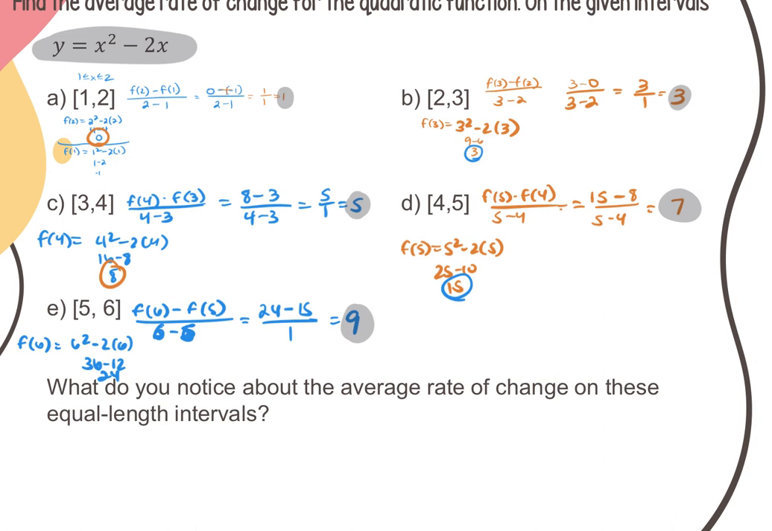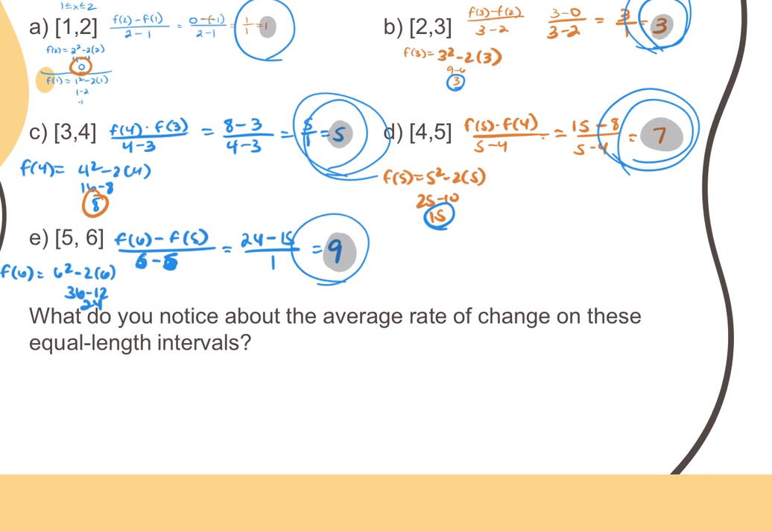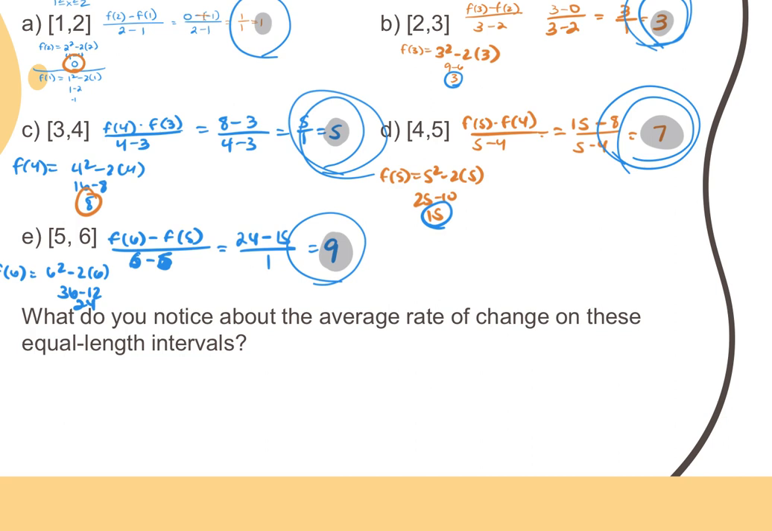So in this case, if I took any pairing, again, it has to be on the same interval: 3 minus 1, that's 2. 5 minus 3, that's 2. 6 minus 5, that's 2. 9 minus 7, that's 2. So the average rates of change are all constant. Well, no, the average rates of change are increasing by 2. But there is a pattern.